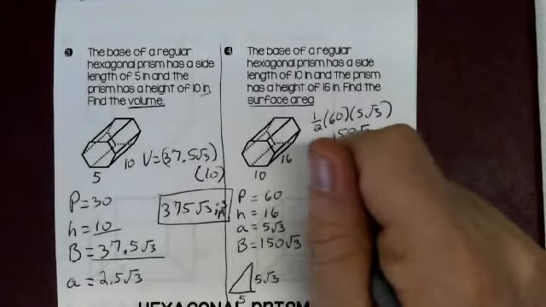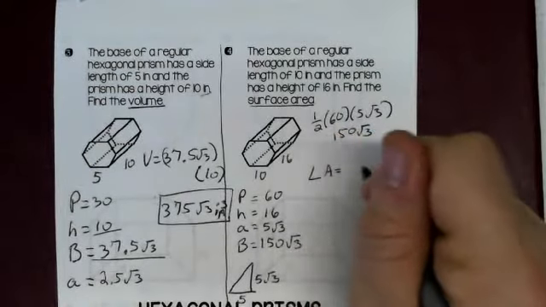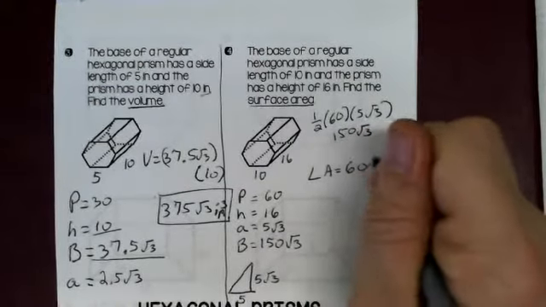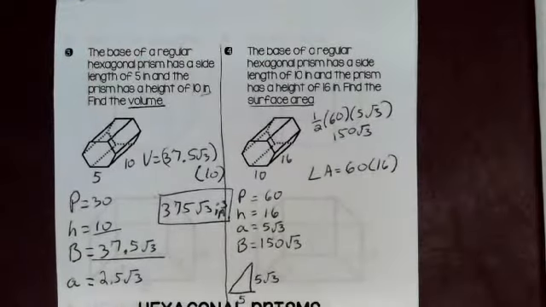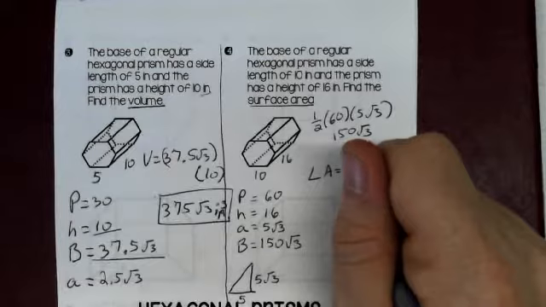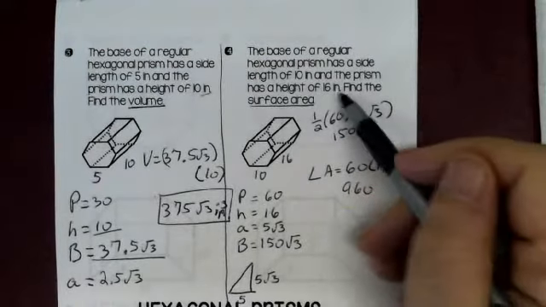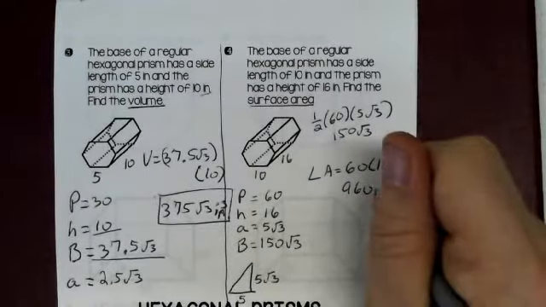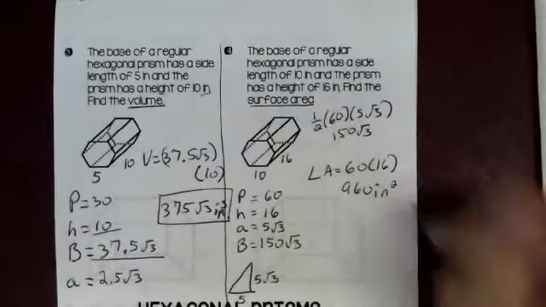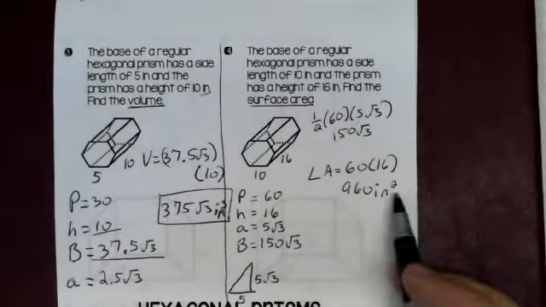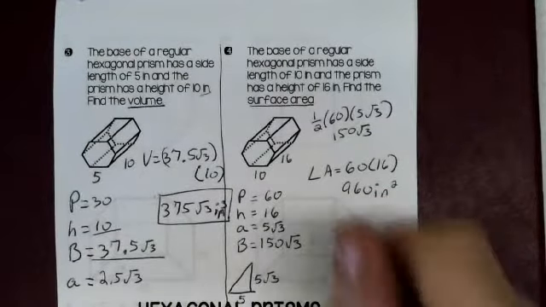Now, to find my lateral surface area, that's just the perimeter times the height. That one is very easy. 60 times 16 gives us 960. They gave us inches, so we're going to call that inches squared. We're talking about area, not volume, and so these are square inches.